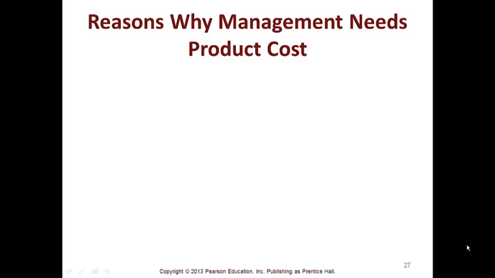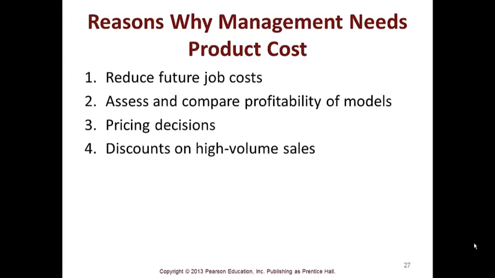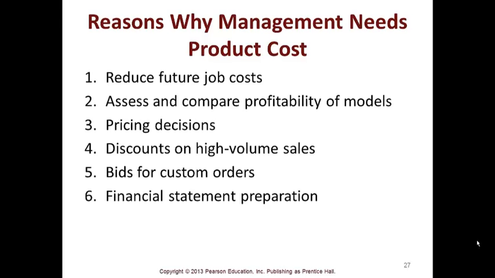Objective 4 is to determine the cost of goods sold. So, the reasons why management needs product cost. Well, you want to reduce future job costs. You want to assess and compare profitability of models. You assess for pricing decisions, discounts on high volume sales, bids for custom orders, financial statement preparation. These are reasons why management needs product cost. They can't make decisions without it.